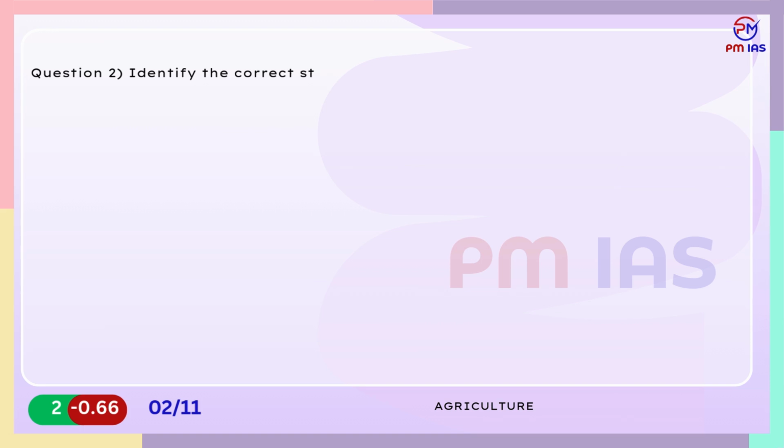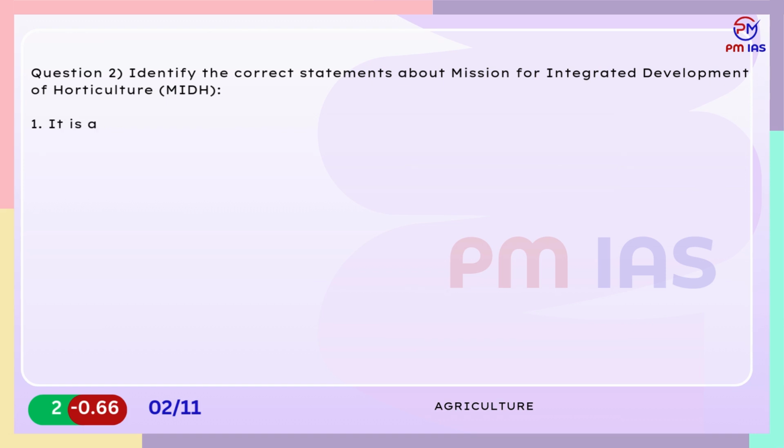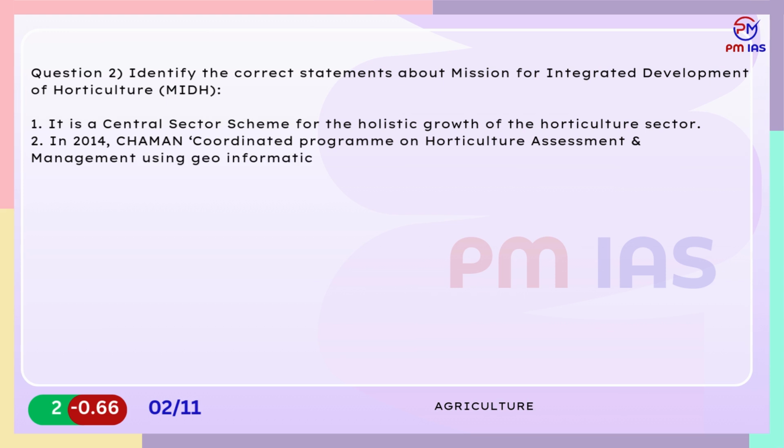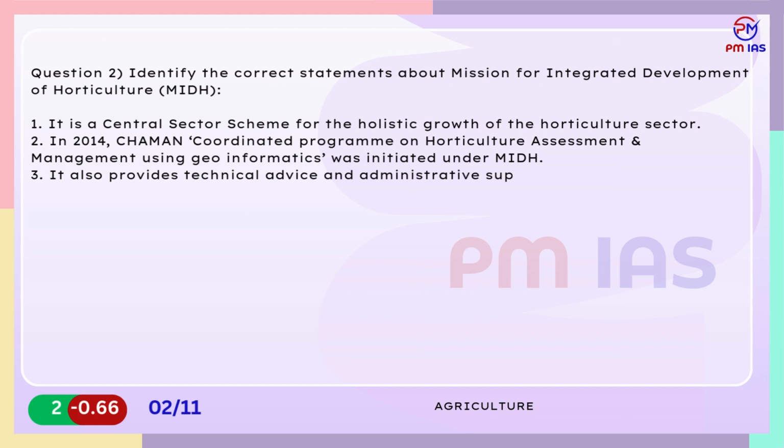Question 2. Identify the correct statements about Mission for Integrated Development of Horticulture, MIDH. 1. It is a central sector scheme for the holistic growth of the horticulture sector. 2. In 2014, CHAMAN, Coordinated Program on Horticulture Assessment and Management using Geoinformatics, was initiated under MIDH.